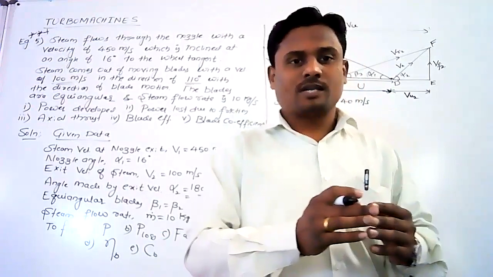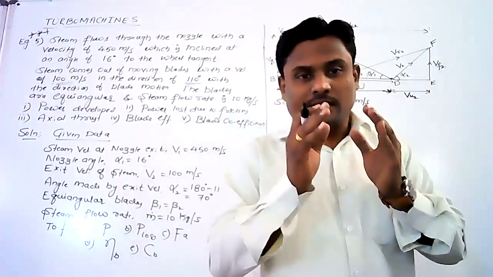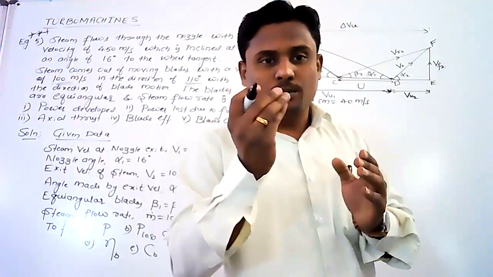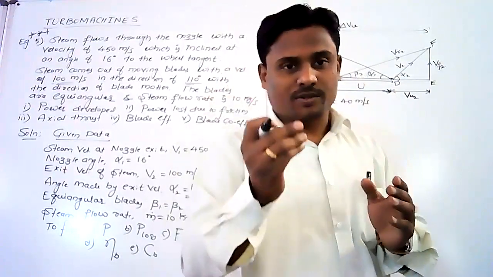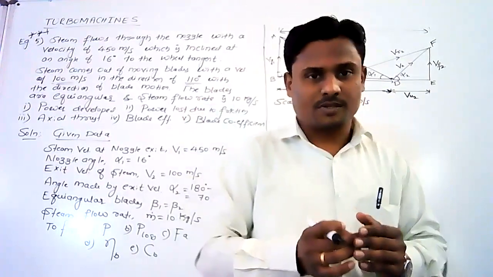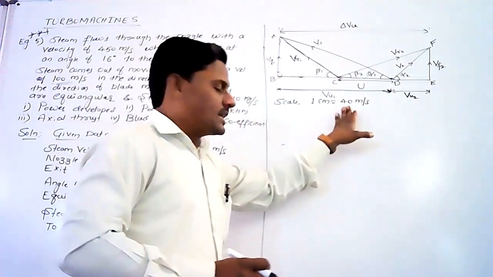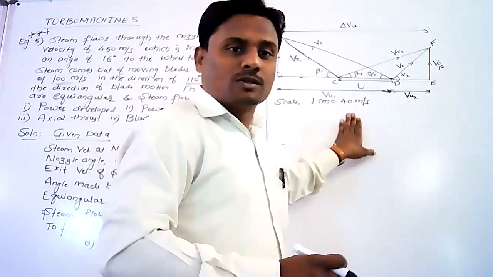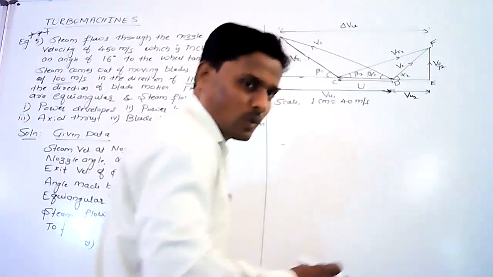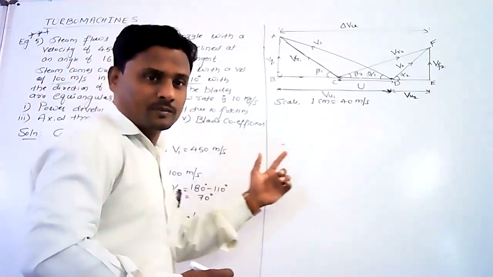Or sometimes they will give the U value directly. In that case, select the scale such that U is between 3 to 4 centimeters. Now, in this case, let us take the scale as 1 centimeter equals 40 meters per second. But here we don't know the value of U.